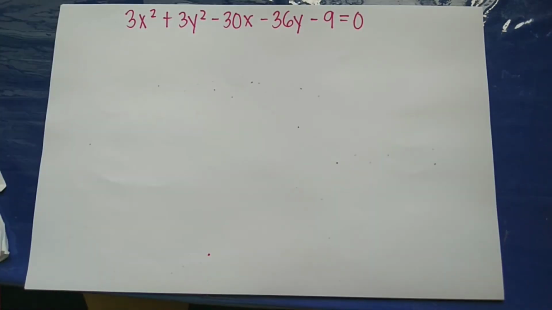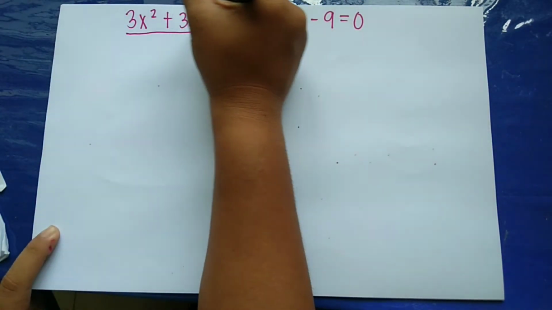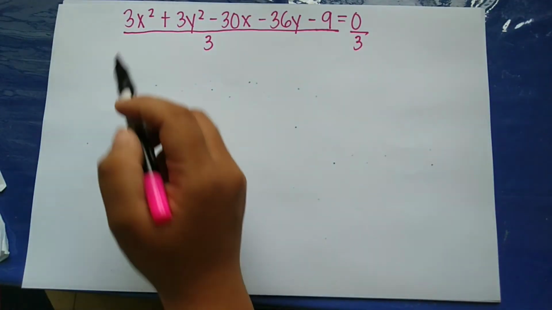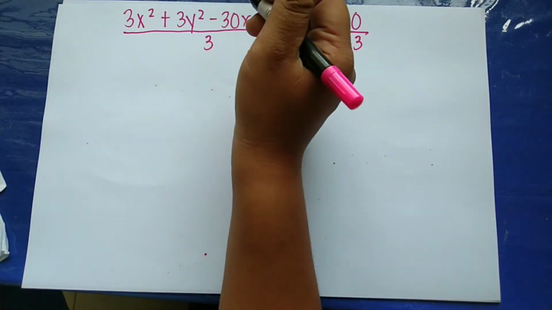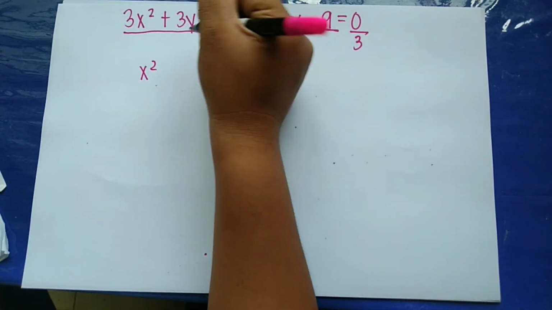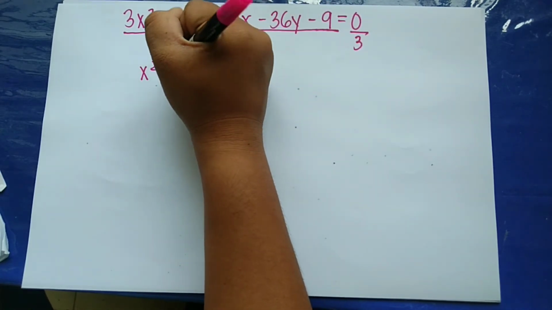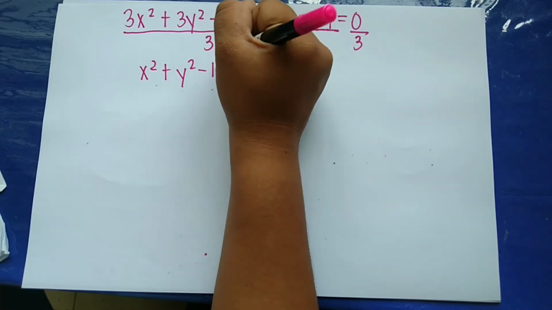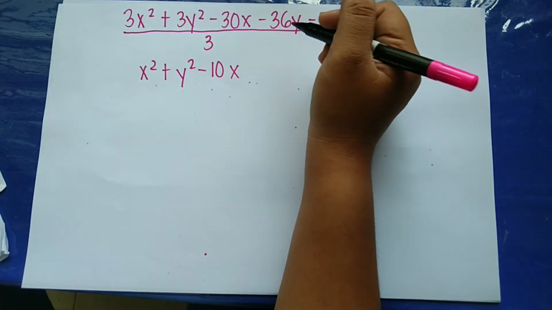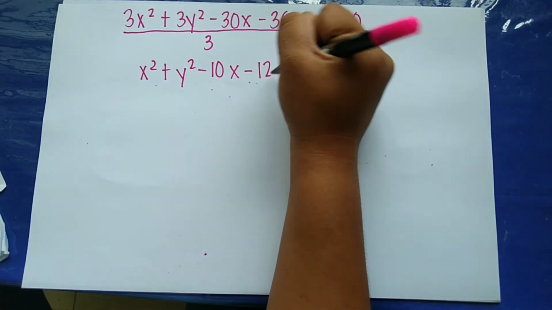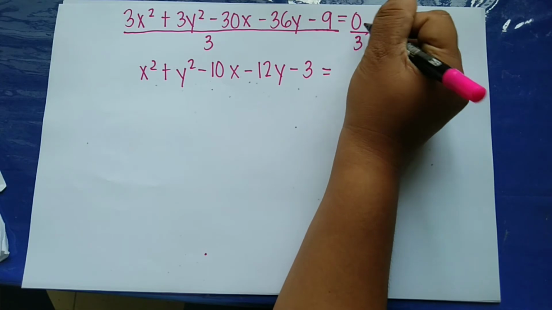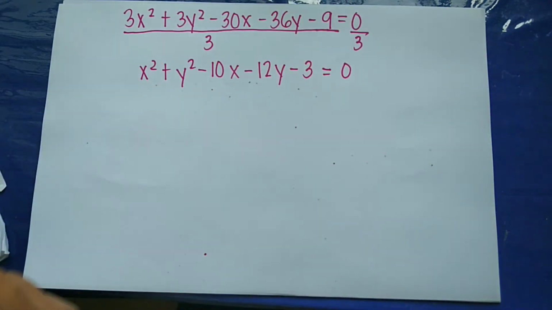x squared and y squared have a numerical coefficient. We will divide all the terms by 3, the numerical coefficient of x squared and y squared. So 3x squared divided by 3 is x squared. 3y squared divided by 3 is y squared. Then, negative 30x divided by 3 is negative 10x. Negative 36y divided by 3 is negative 12y. Then, negative 9 divided by 3 is equal to negative 3. 0 divided by 3 is equal to 0.